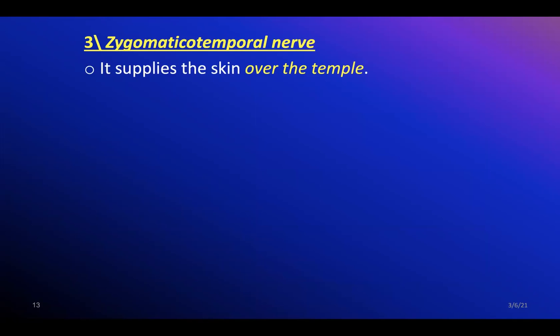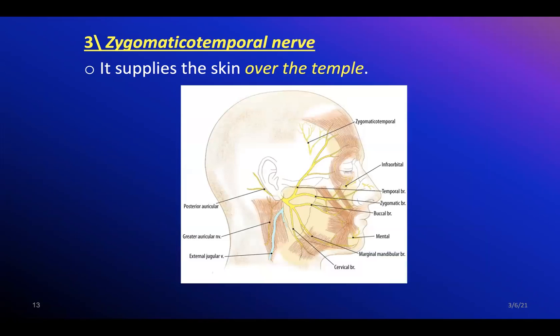The zygomaticotemporal nerve supplies the skin over the temple. This is the zygomaticotemporal, exactly above the temple, this side of the cranium.